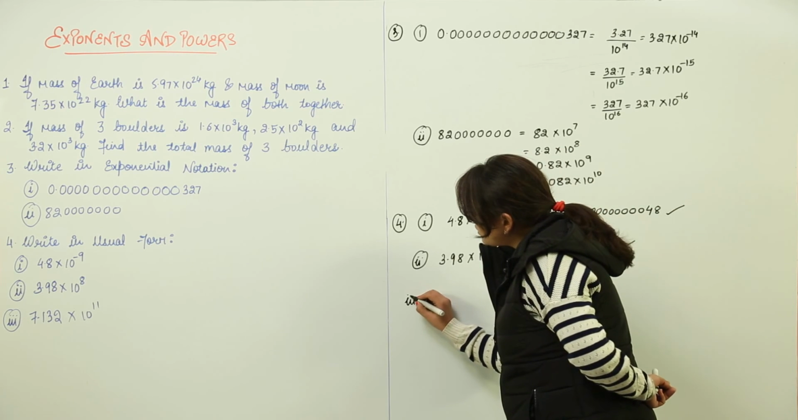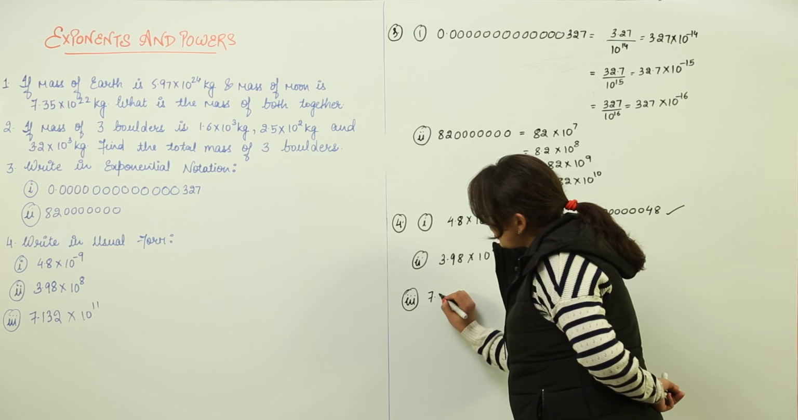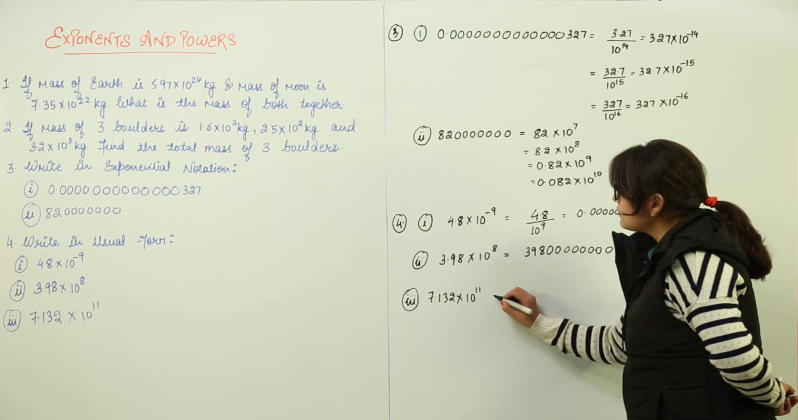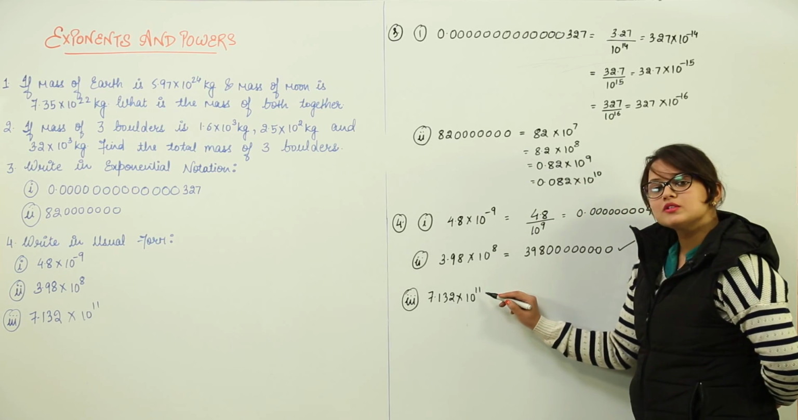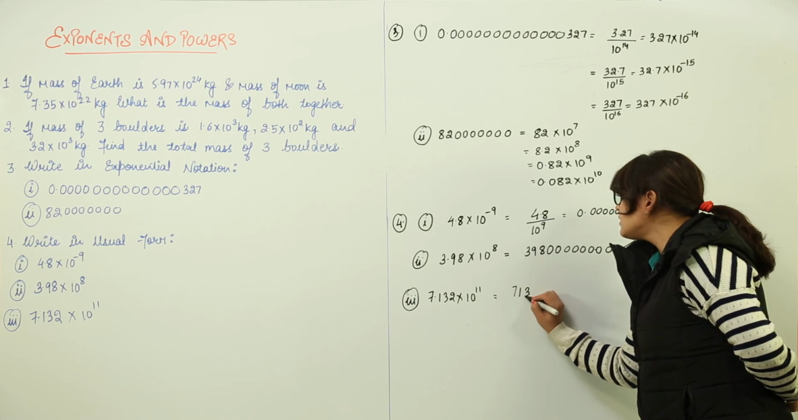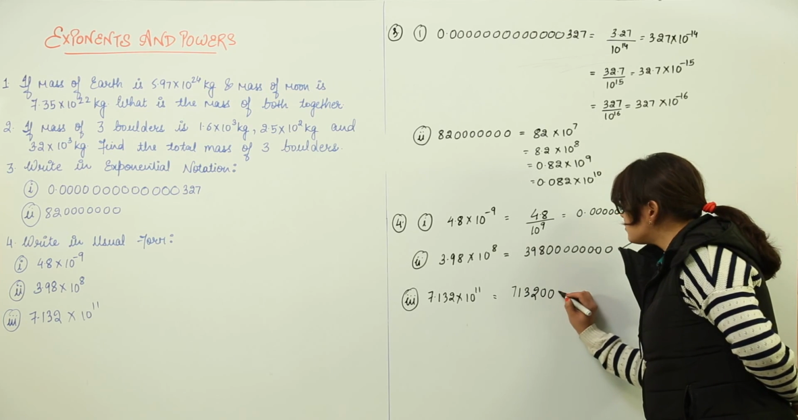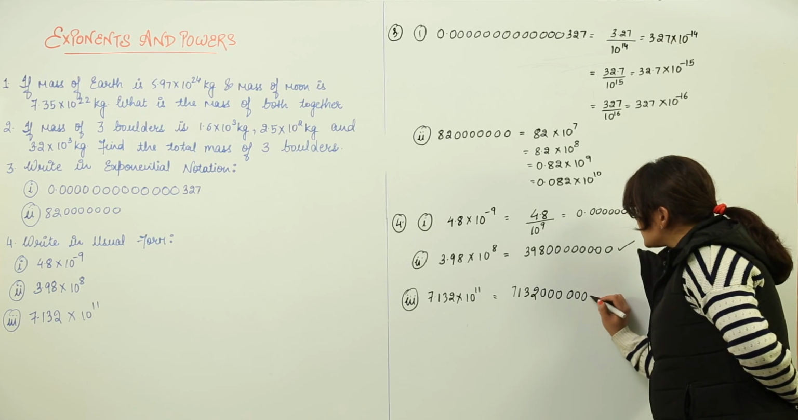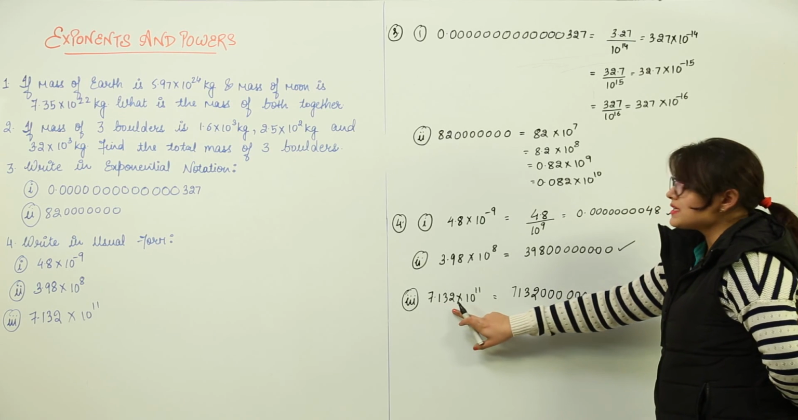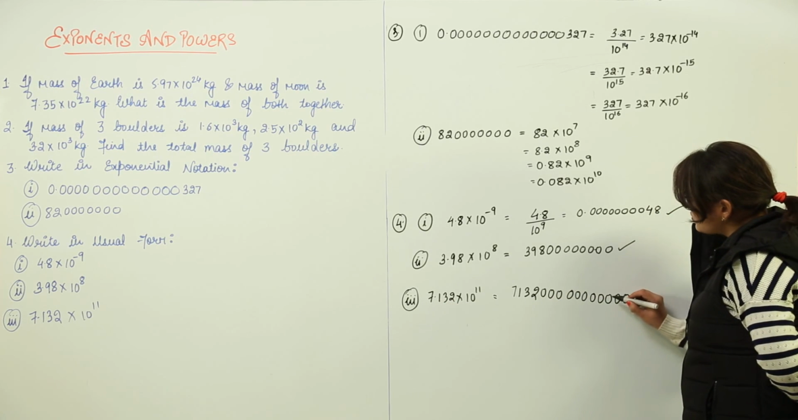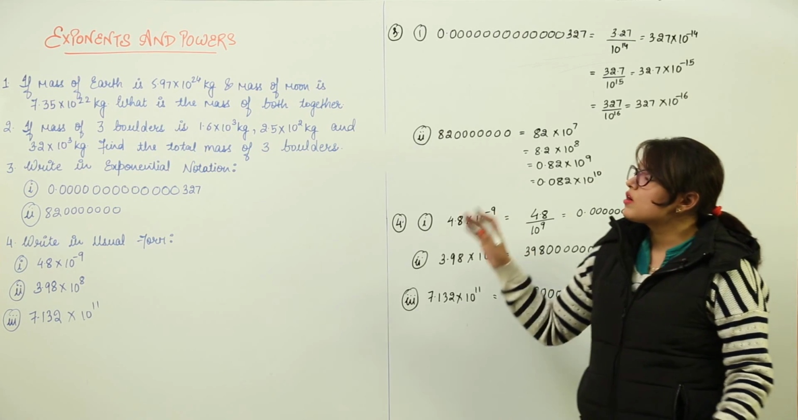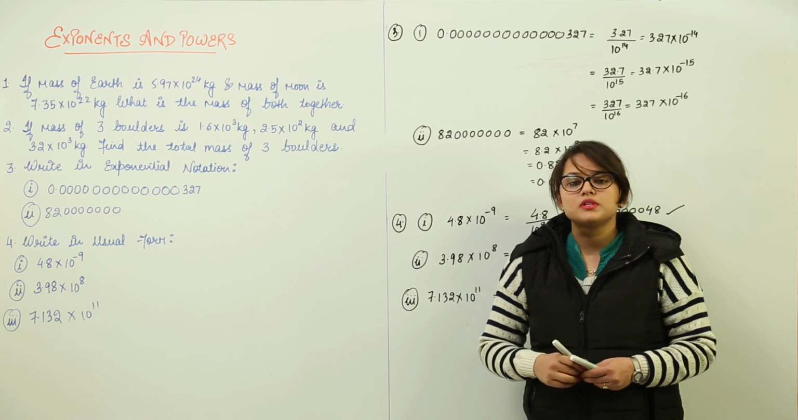Similarly, the third part of the question says 7.132 into 10 raised to power 11. We do it the same way because the power is already positive. We don't have to convert it. So we write 7, 1, 3, 2 and 11 zeros: 3, 4, 5, 6, 7, 8, 9, 10, 11 zeros. And how many decimal places? 3 decimal places. So 1, 2 and 3 over here. This is your answer. So that's how we solve the questions based on exponents and powers.